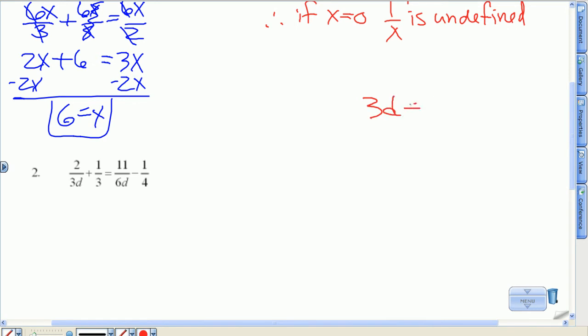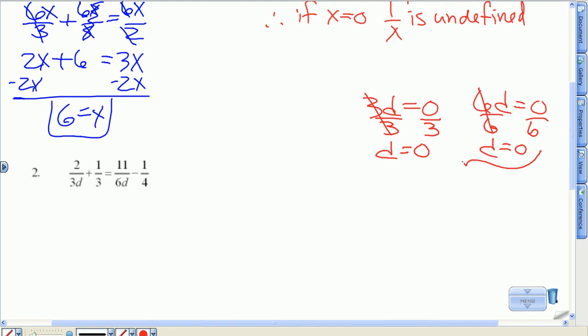3d, I want to know when it's going to be 0, and 6d, I also want to know when it's going to be 0. There is a possibility that you'll have more than one value for d that'll make this silly thing undefined. Easiest way to do it, take the denominators, set them equal to 0, and then solve for the indicated variable. D is equal to 0 here. D is equal to 0 here. Those values make the equation undefined and have to be rejected.